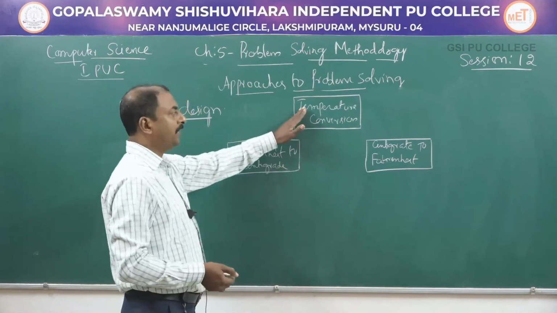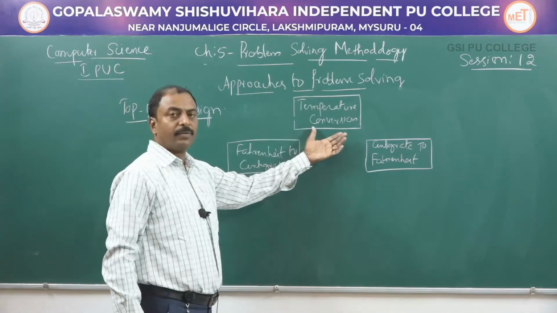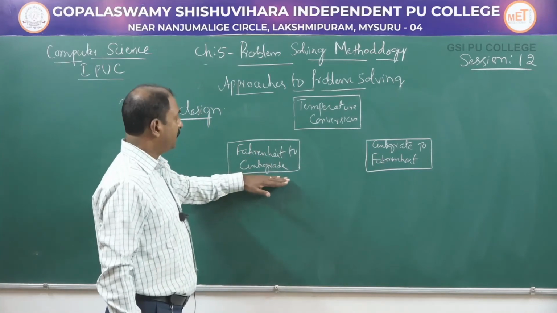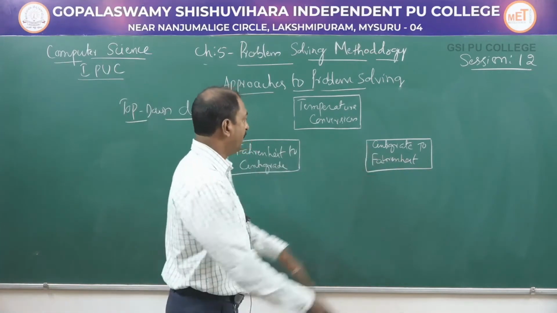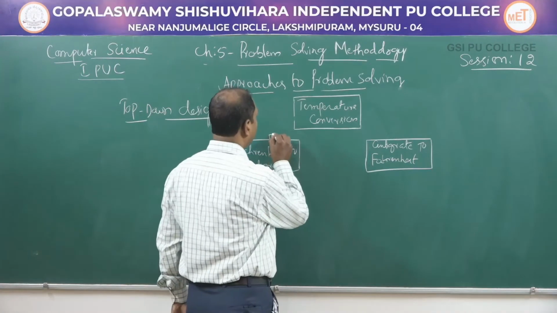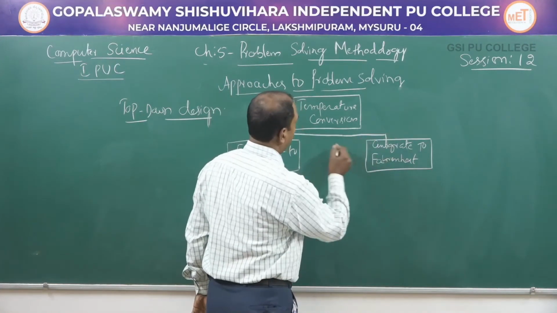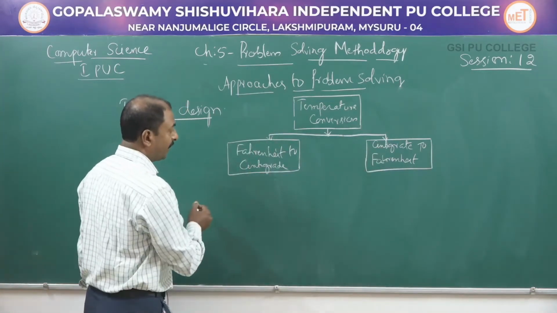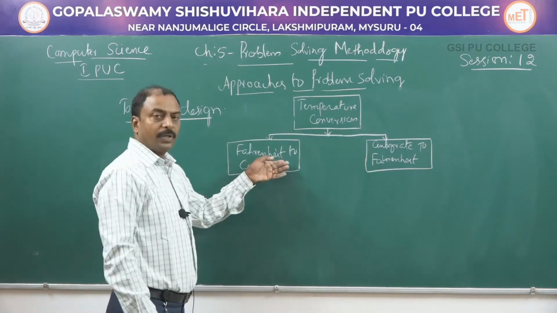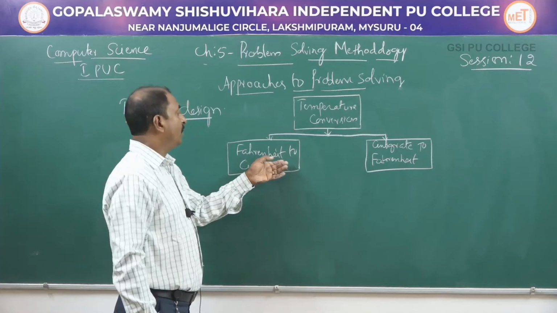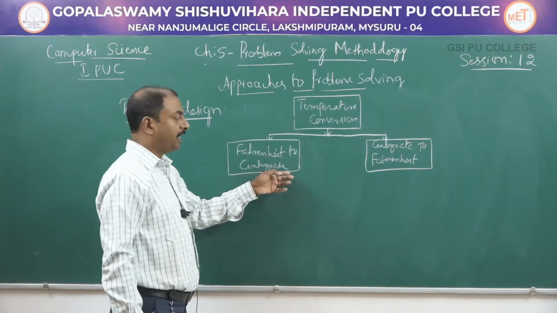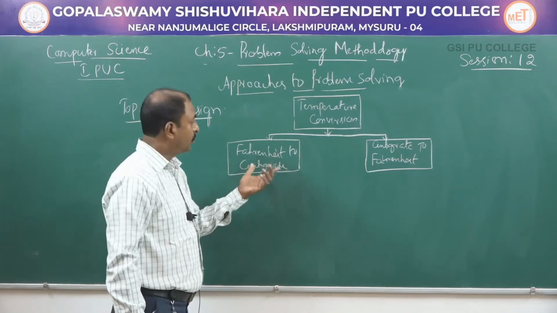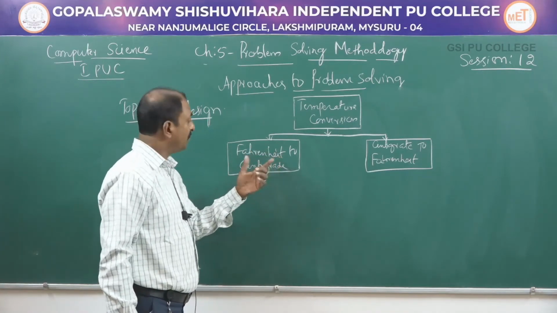This is the problem, temperature conversion. We can have two steps here. One is Fahrenheit to centigrade and the other is centigrade to Fahrenheit. So this is one level. In the next level, we have to write a solution to convert Fahrenheit to centigrade. Here we have to input Fahrenheit, then apply a formula to convert Fahrenheit into centigrade.